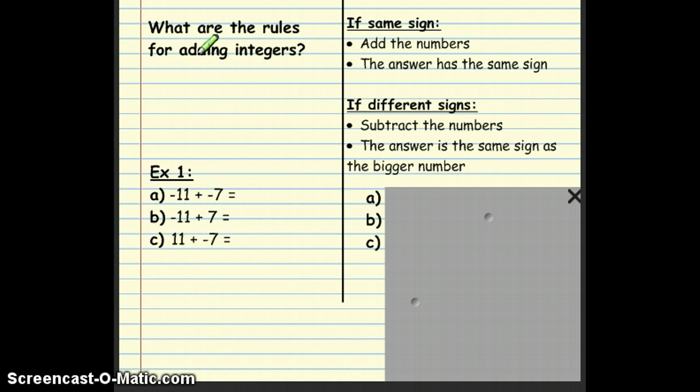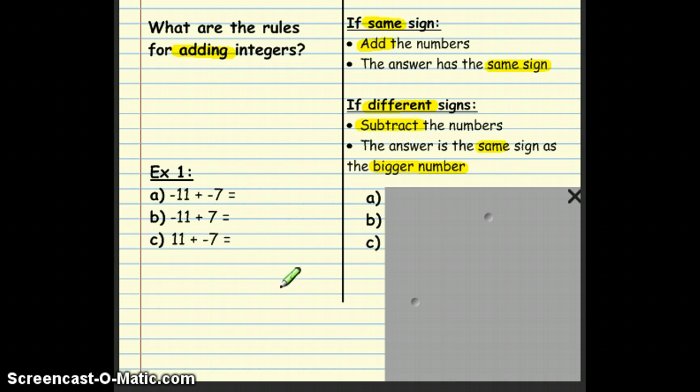Number 1, what are the rules for adding integers? Well, there's a couple different things you want to look at. If you are adding two integers, two numbers, and if they have the same sign, then you're going to simply add the numbers, and the answer has the same sign as the numbers that you are adding. However, if the integers are different signs, meaning one is positive and one is negative, then you want to subtract the numbers, biggest minus smallest, and then the answer is going to be the same as the bigger number.